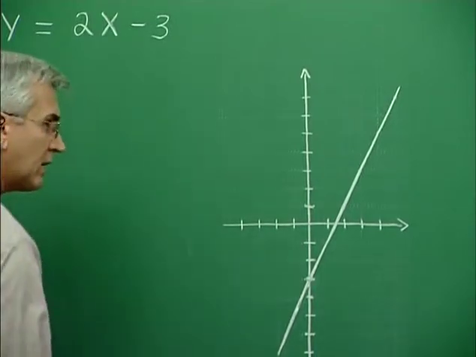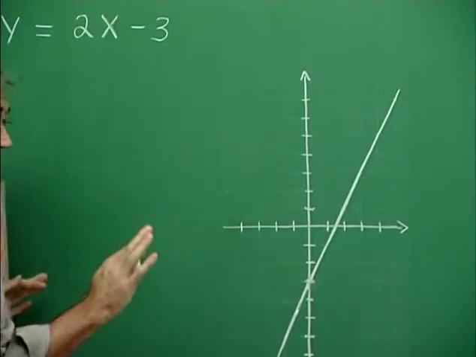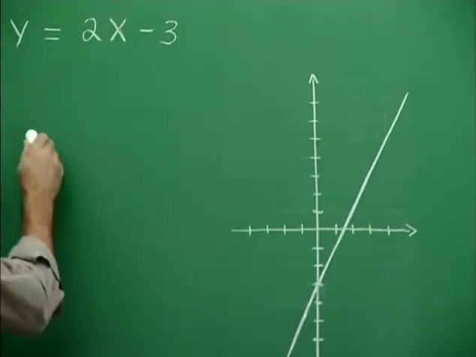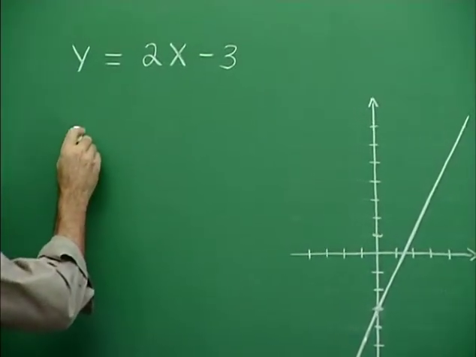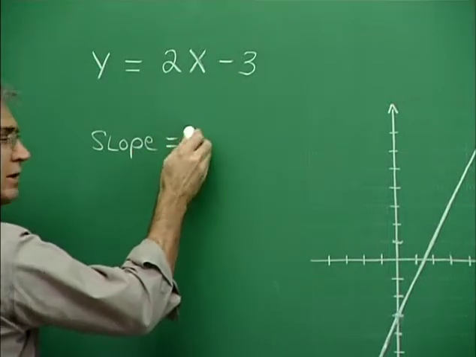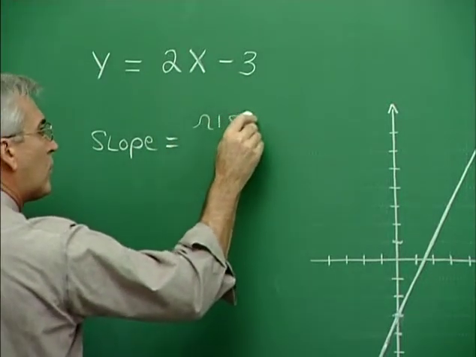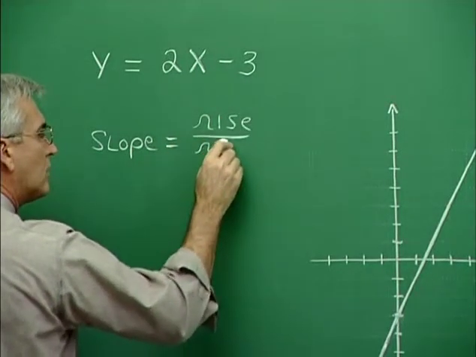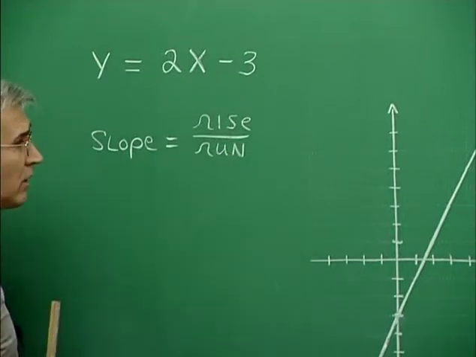Now, slope can be calculated. We can assign a number to the slope, and that number is assigned according to this ratio. The slope, conceptually, is rise over run from one point to another on a graph.